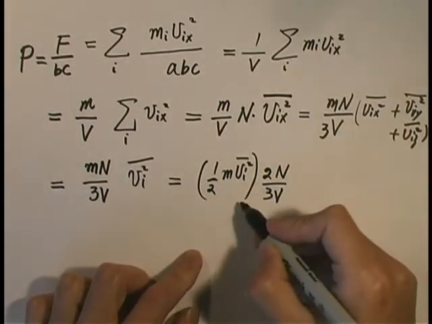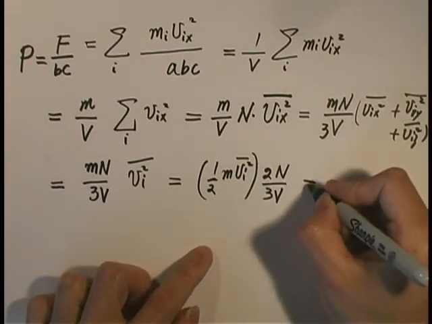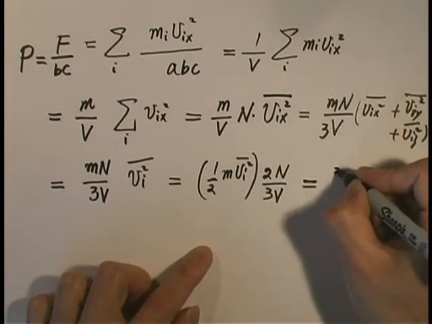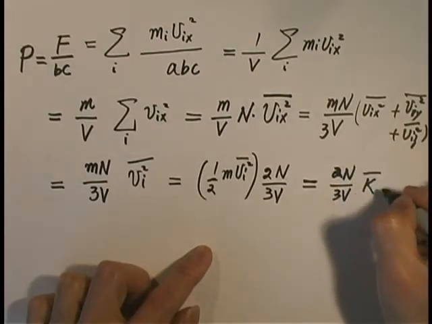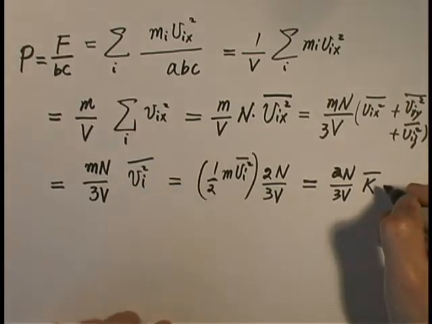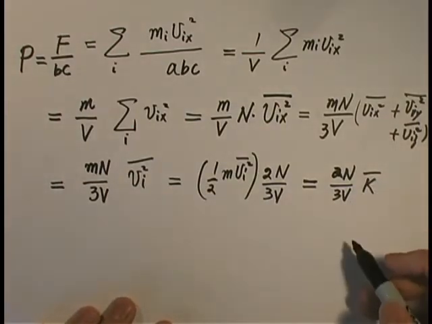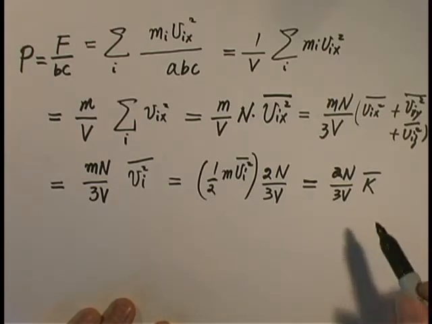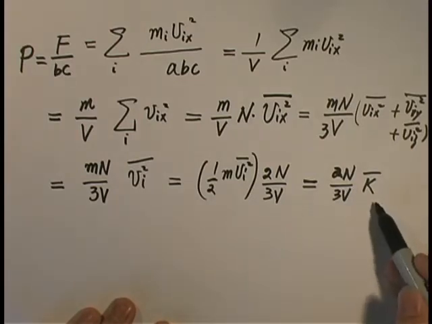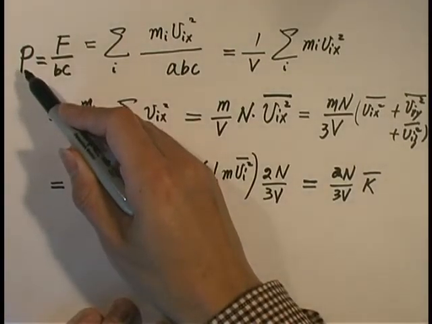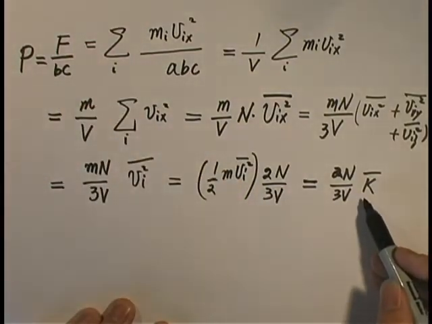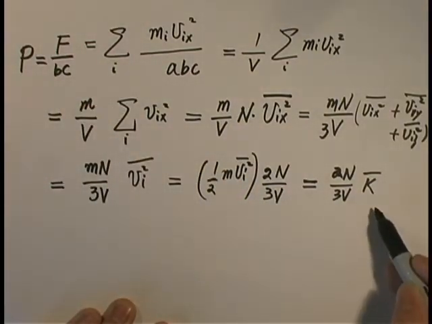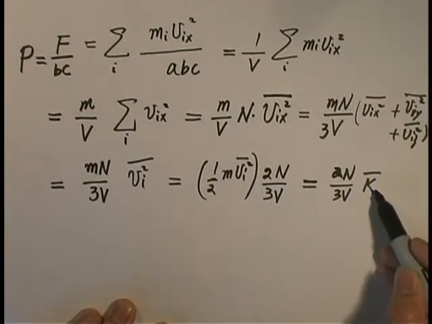Now this thing in the parentheses is just the average kinetic energy of each molecule. So this is 2n over 3v times k average. Now, isn't that nice? This tells us that there is an explicit connection between molecular quantities and macroscopic quantities. The pressure of a tank of ideal gas is directly proportional to a molecular property, and that is, what is the average kinetic energy of each molecule? That's k bar. That's what k bar means.